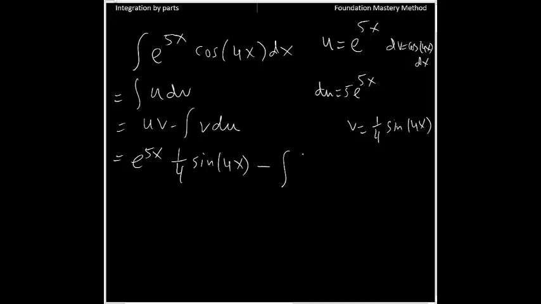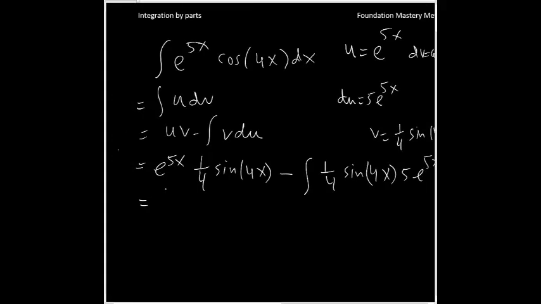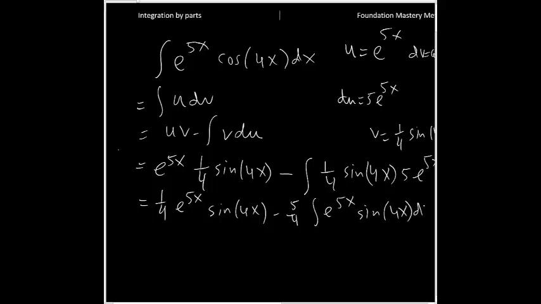Minus 1/4 sine 4x, and then du is 5 e to the 5x. I'm now writing 1/4 e to the 5x sine 4x minus 5 over 4 integral e to the 5x sine 4x dx.